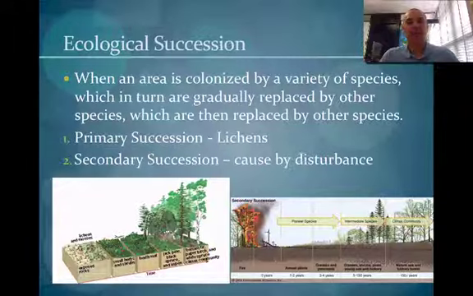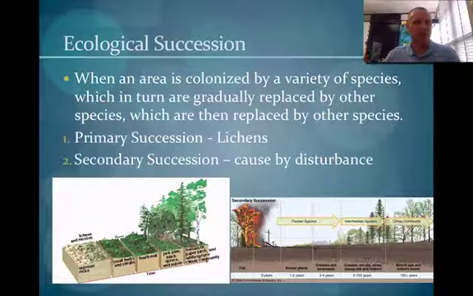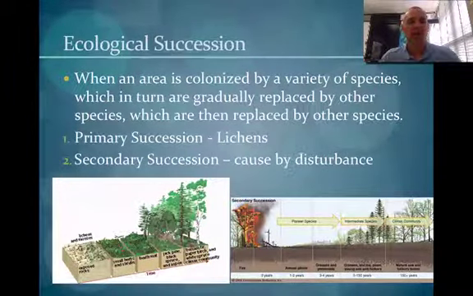Now, the last thing I want to talk about is a thing called ecological succession. And when an area is colonized by a variety of species and then it's replaced by another species and then it's replaced by another species, that's what succession is. There are basically two types. There's primary and secondary. The first one, primary succession, is in the bottom left-hand corner down here.